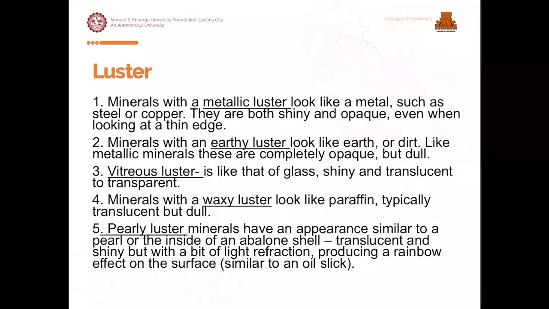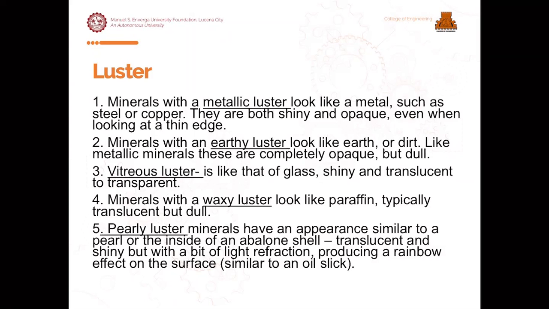So, ito yung mga iba't ibang classification based sa luster. So, we have minerals with a metallic luster. So, ibig sabihin, metallic, so looks like a metal, such as steel or copper. So, shiny and opaque. Tapos, kahit yung thin edge niya, ganun din yung itsura. Okay? Then, meron tayong tatawag ng earthy luster. So, mukhang earth o dirt lang, commonly opaque but dull. Okay? So, hindi siya makintab, ibig sabihin. We have vitreous luster. So, ito naman yung mga glass-like na minerals, shiny, tsaka translucent hanggang transparent yung color.